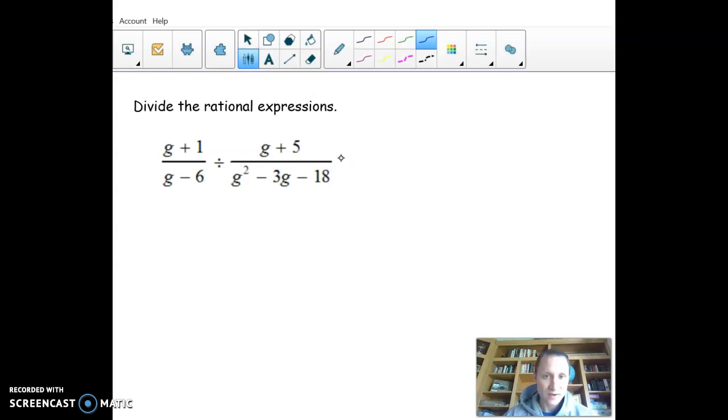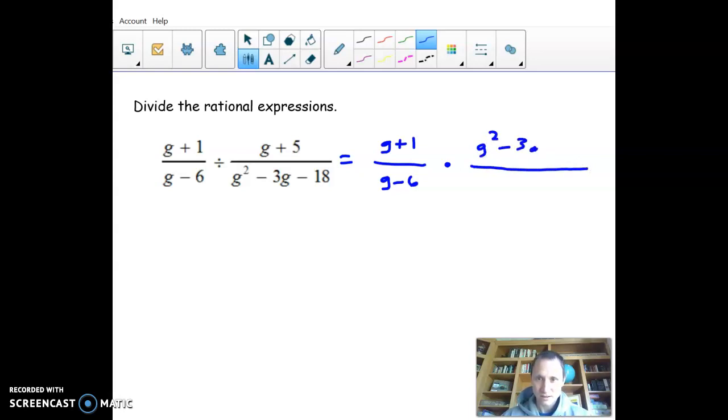All right, so first thing on a divide one is before I do any canceling, I want to turn it into a multiply question. So I'm going to flip the second one and make it multiply. So literally all I'm doing is flipping the second one. Okay, and now that it's multiplied, now it's the same thing as the last question.